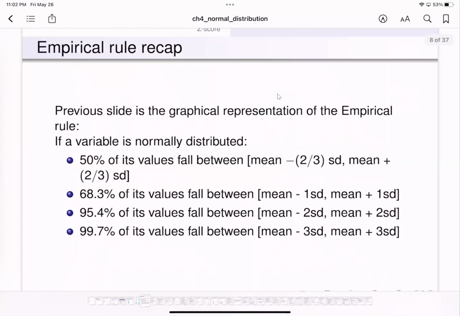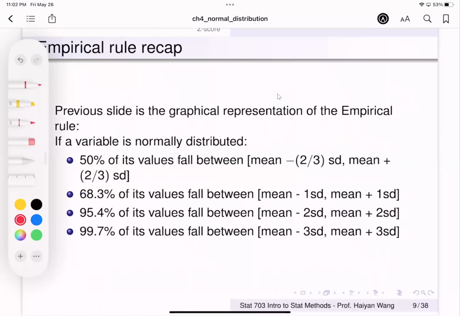So here is the summary of that empirical rule. If we consider 2/3 standard deviation below and above the mean, then we have 50% of the values in there. If we consider 1 standard deviation below and above the mean, then 68.3% of the data is in there. And 2 standard deviations below and above the mean is 95.4%. And if we consider 3 standard deviations below and above the mean, it's 99.7%. In all these cases, the mean is the center. You simply go to the left or to the right by a certain number of standard deviations. So this is the empirical rule.